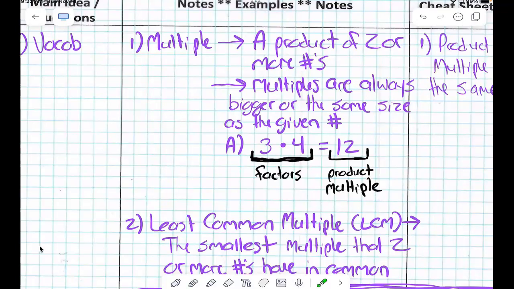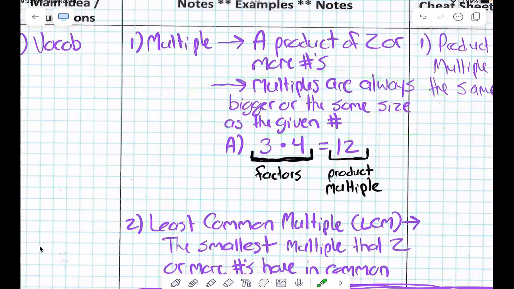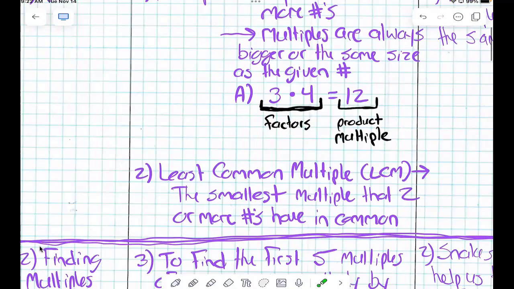It says multiple, it says product. It says product and multiple right there, yes? Okay, cool. Multiples. What's it say? Multiples are always bigger or the same size as the given number. Okay, cool. Least common multiple, what's the abbreviation for least common multiple?